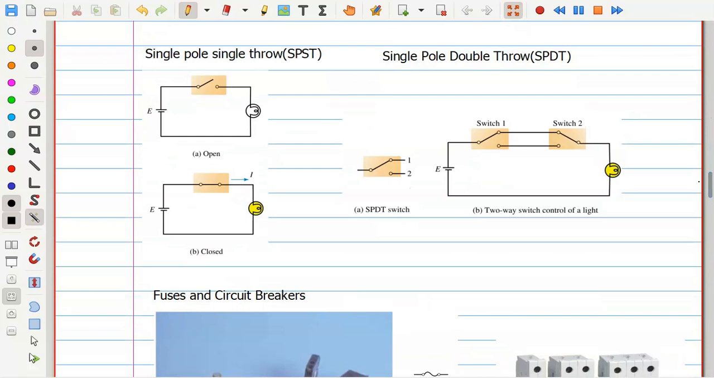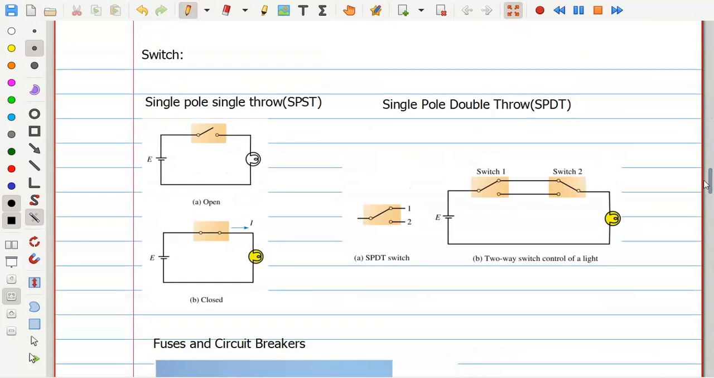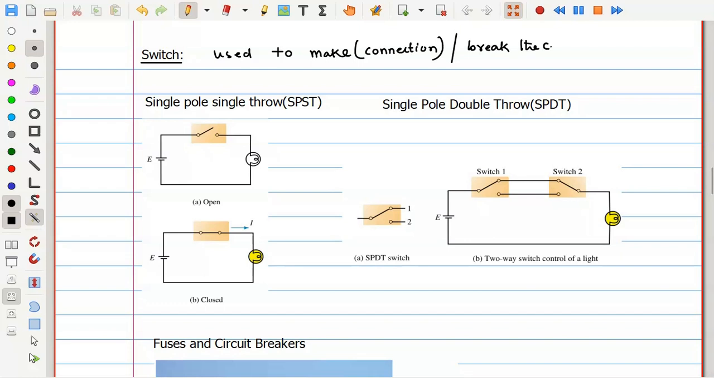Right. So let me introduce some more terminology which we usually come across, which is the switch. A switch is used to make or break the circuit, make in the sense of connection. That means it connects or disconnects the circuit from the voltage source or current source or some branch, whatever it may be. And we have different types of switches.